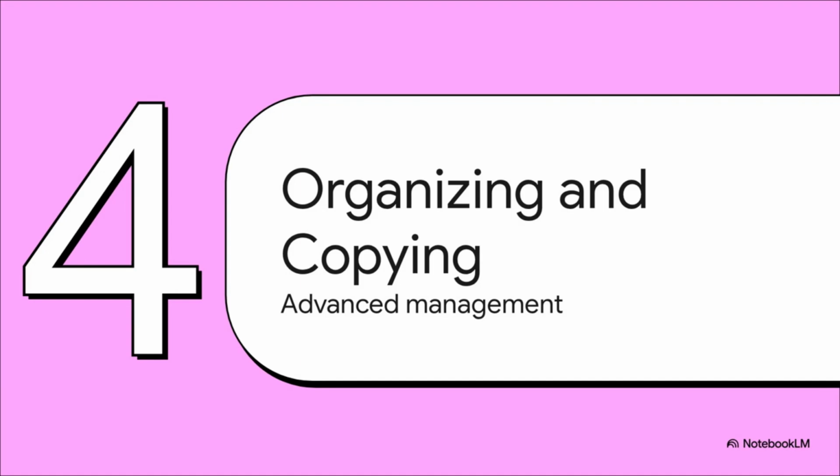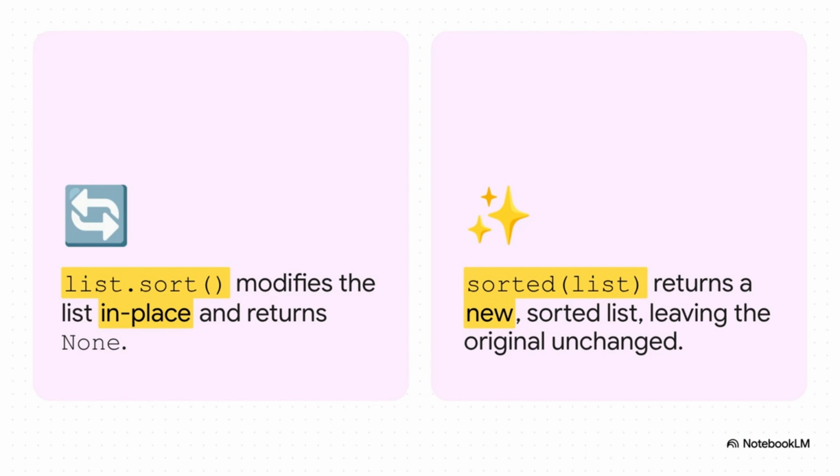Okay, so we've got a handle on how to create, read, and modify lists. Now we're gonna level up and get into some more advanced stuff, like how we organize the data inside them, and, this is a big one, how we handle copying them correctly. Here we go, another one of those crucial distinctions, just like append versus extend. So, we've got sort and sorted. The list.sort method is a direct command. It messes with your original list and sorts it right there, in place. But the sorted function is much more polite. It takes your list, goes off and makes a brand new sorted copy, and then hands that copy back to you, leaving your original list completely untouched. So you always have to ask yourself, do I want to change my original list, or do I just need a new sorted version of it?